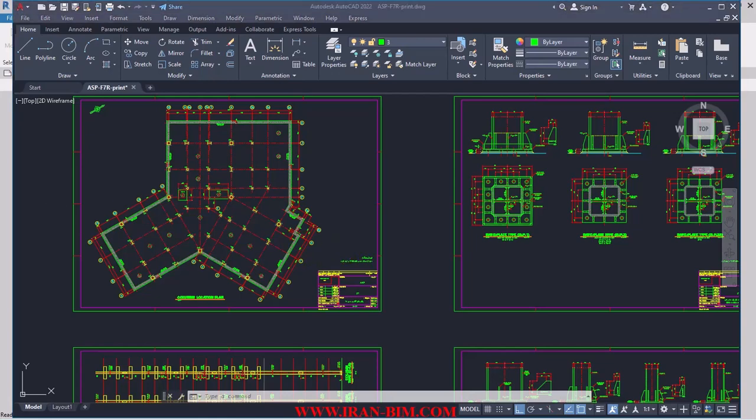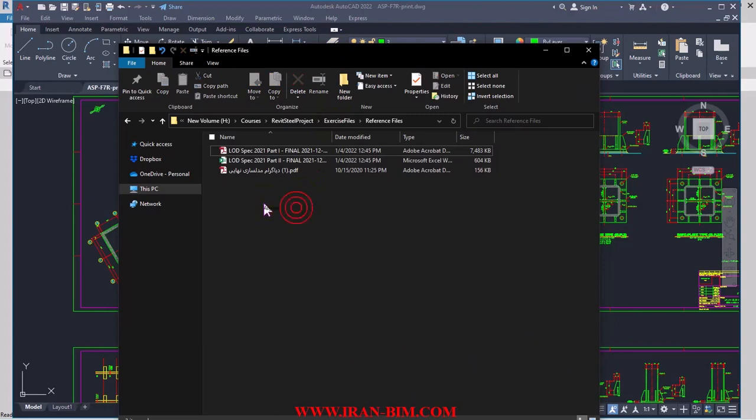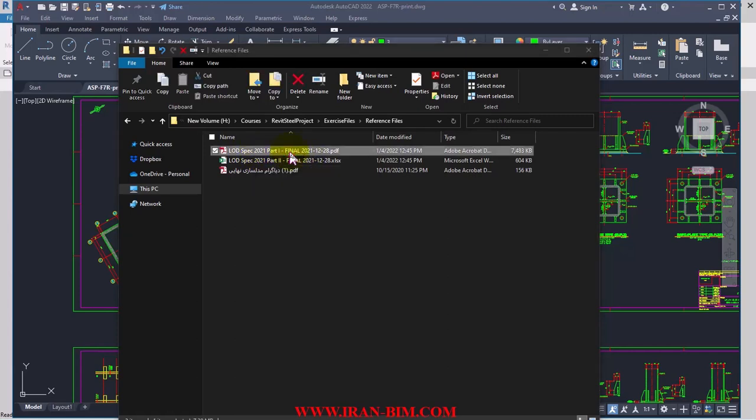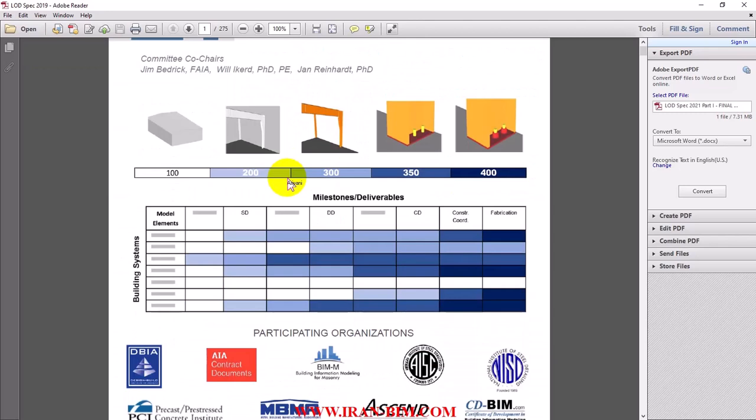Now, LOD here means two things. First is level of development, and the other one is level of detail. They're both known as LOD. In the file, I have the last version of BIM-LEARN, which is related to LOD specification and goes back to 2021. If you open it, you'll see a reference or some kind of information about the features and elements, like 200, 300, 400, and it tells you how they should be.